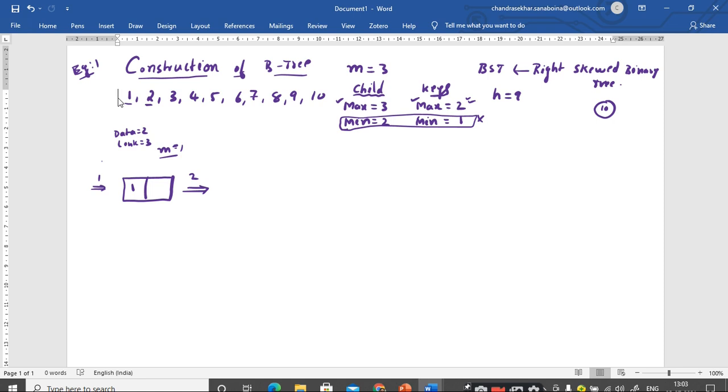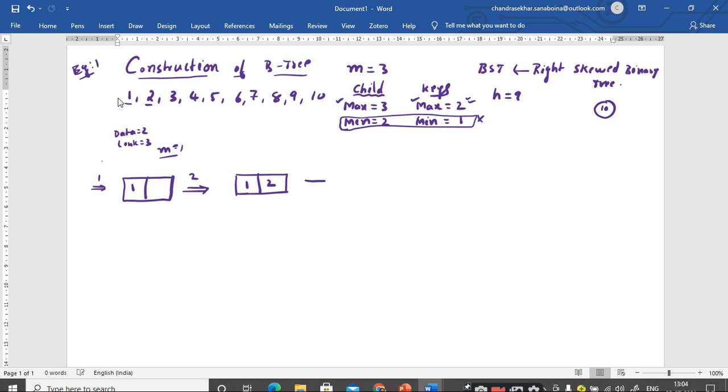Split operation. Since 2 is to be inserted and the node which is already present does not have m minus 1 keys, that is the maximum keys, you can simply insert it inside it. Remember that they should always be kept in ascending order only. Is it clear?